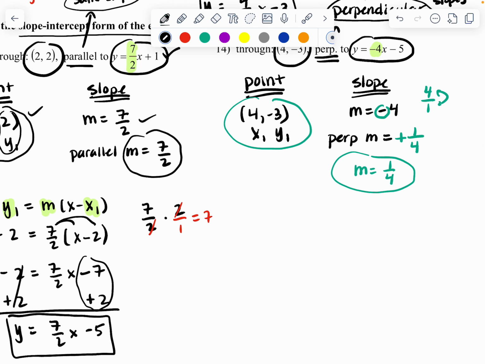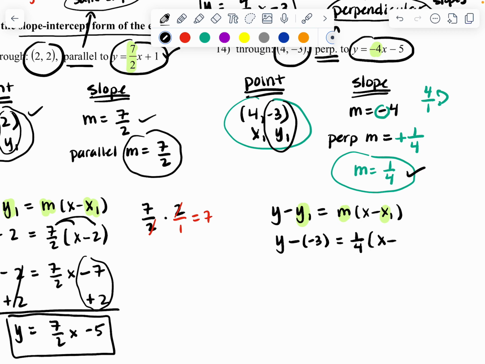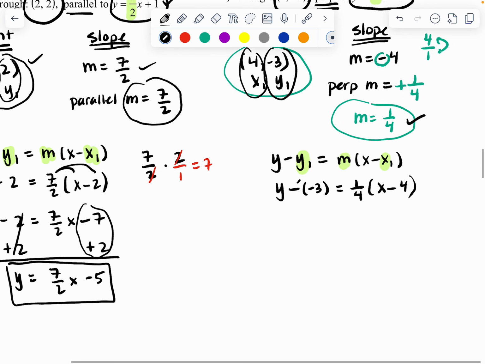Once you have a point and once you have a slope, plug it into point slope form. y minus y1 equals m times x minus x1. And you need to replace the y1, the m, and the x1. So plugging this in, you're going to get y minus, your y1 is a negative 3. Check out that double negative. Equals, the m is 1/4. And then x minus your x1 is a 4. Again, a double negative makes a positive. So this is y plus 3.